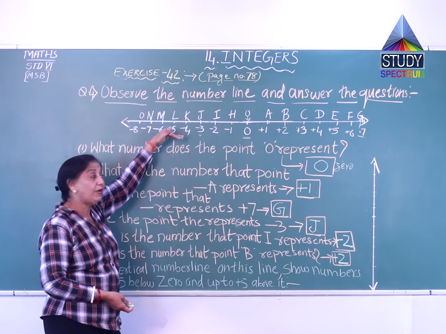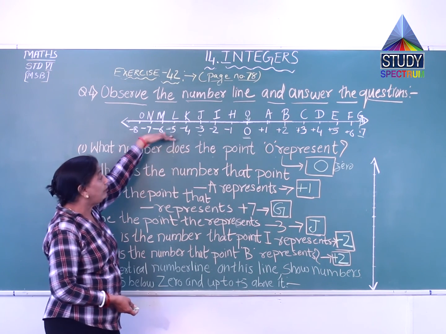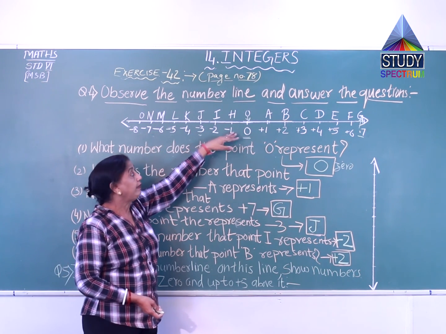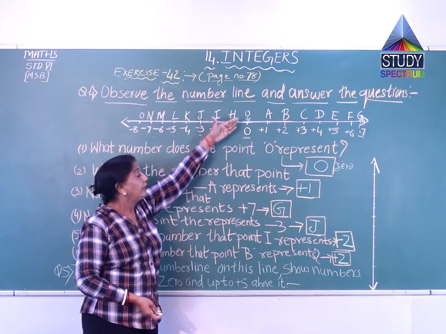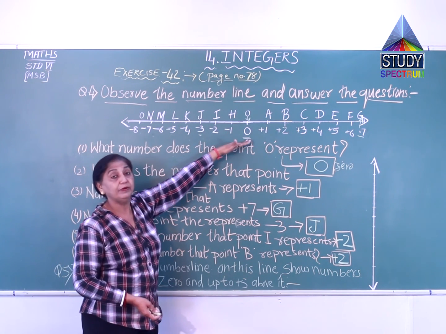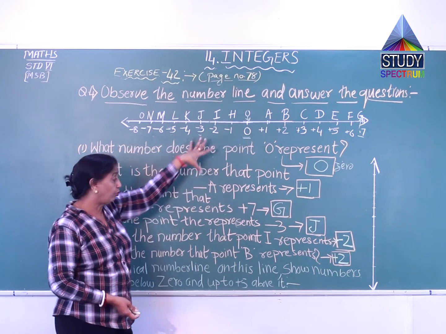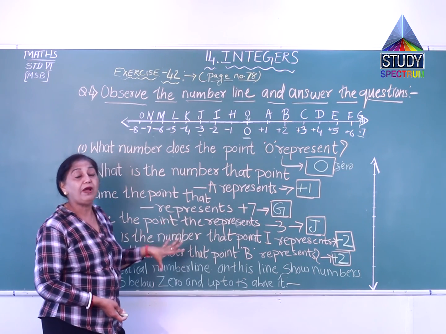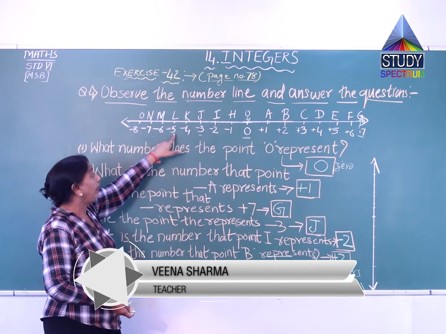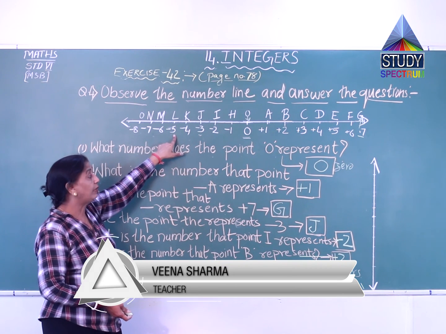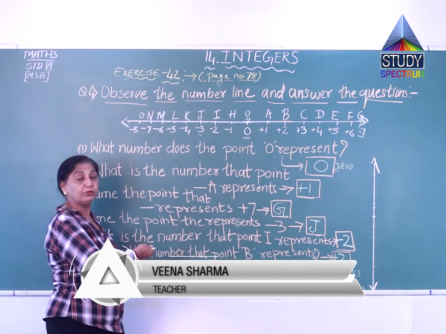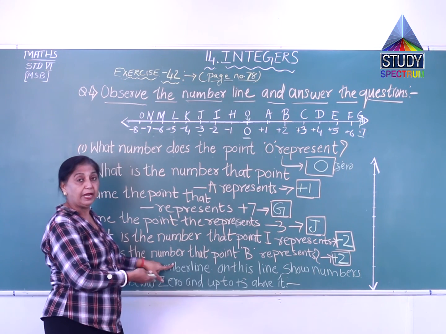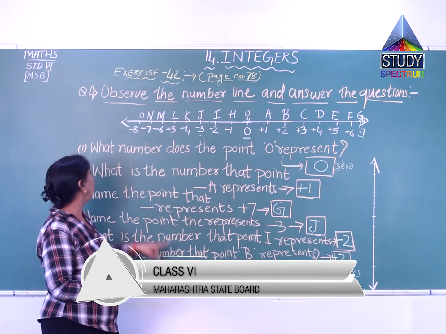They have given you a number line on which the numbers are plotted and the points are also given, which represent those numbers. So now they have given some questions and you have to write the answer by observing this number line, and we have done that. Now let's quickly go through it and understand it again very well.